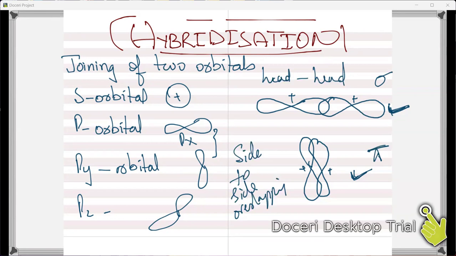Which one is stronger and why? Is the sigma bond stronger or the pi bond stronger? Agreed. Yes, the sigma bond is more strong than the pi bond. So what is the reason for the sigma bond being stronger?